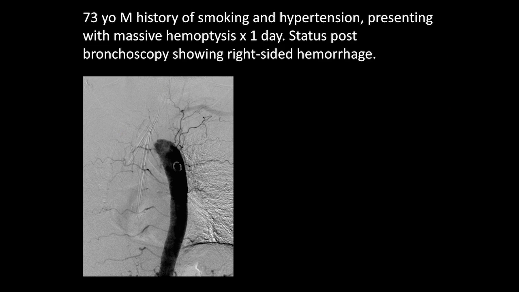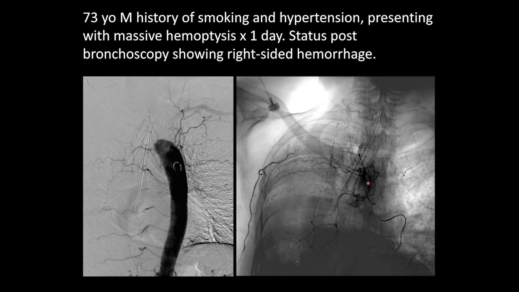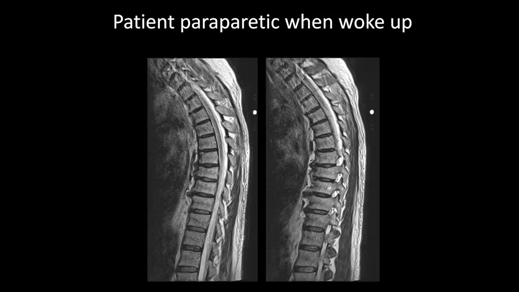First, an aortogram was done, which didn't show anything at that time. And then the catheterization was done. Particles were injected to block the hemoptysis, and then the patient woke up paraparetic. They did an MRI, which showed here, if you see, the anterior spinal cord is abnormal.